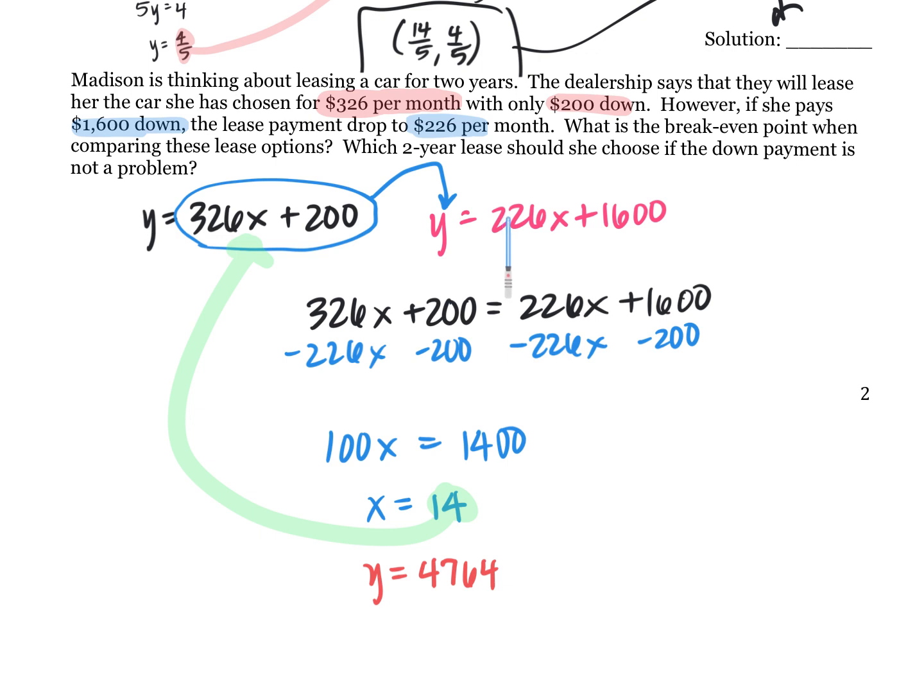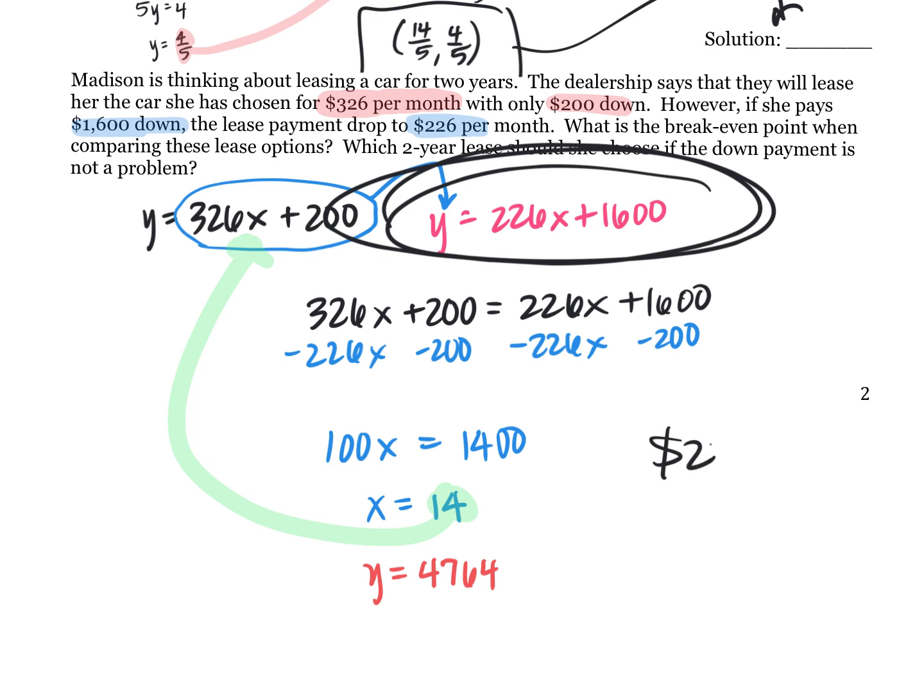Well, it's a 2-year lease. Correct. So you got to check the prices of both options. Right. But are we going to be saving $100 a month after 14 months if we choose this option? So you guys, we're going to want to choose this option. $226 a month will save her the money.